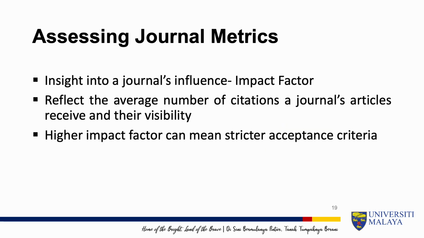The next factor that we must take into consideration is the journal metrics, such as impact factor. This impact factor provides an indication of a journal's influence in the field of your specialty. Now, other useful metrics may include the citation score, which indicates the visibility of the articles that appear in the journal. And as we all know, any journal with higher impact factor tends to have stricter acceptance criteria. So it is important to see where your research fits when you are submitting to any journal.